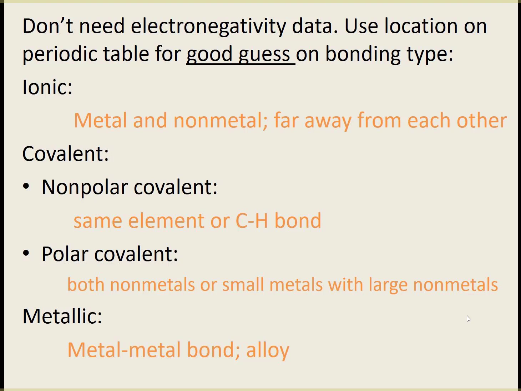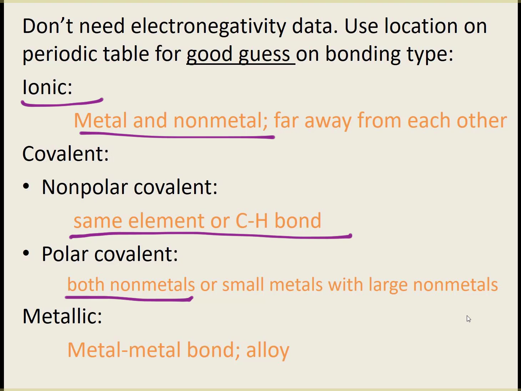You're just going to look on your periodic table. If it's ionic, this will be a metal and a nonmetal, and they'll be far away from each other on the periodic table. So the closer they are to each other on the periodic table, the more covalent it is. So for nonpolar covalent, you need to memorize it's the same element or a carbon-hydrogen bond. Polar covalent would be everything else, and it would be both nonmetals, or, in just a sec I'll talk about it, you can have small metals with large nonmetals. This would be an exception. I don't know if they really would ask that. And then, of course, metallic would be metals with metals.